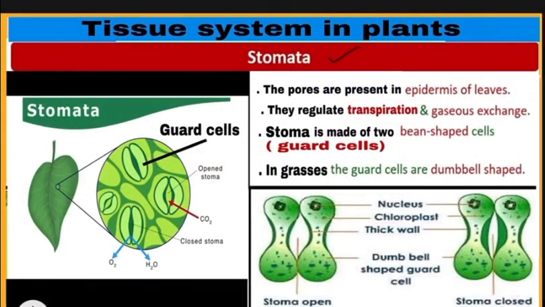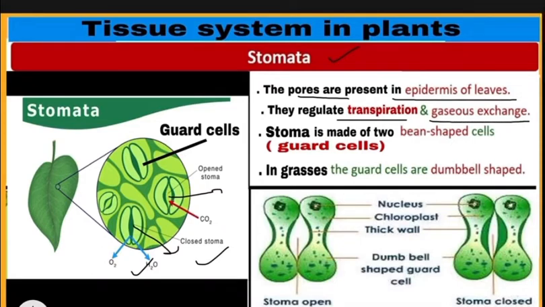Next, stomata. These are the pores present in epidermis of leaves. This is the epidermis of leaves. This is the pore, and these pores are called as stomata. They regulate transpiration, means they regulate loss of water from the surface of the plant body, and also they regulate gaseous exchange, that is exchange of oxygen and carbon dioxide, etc.